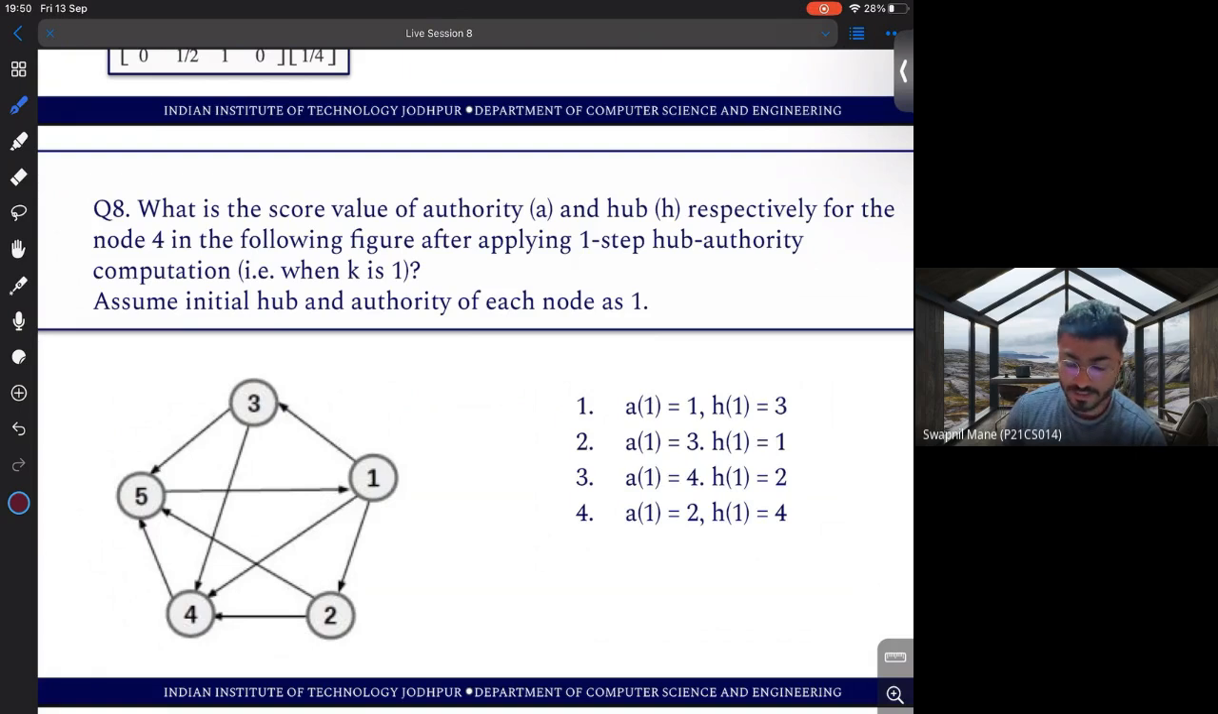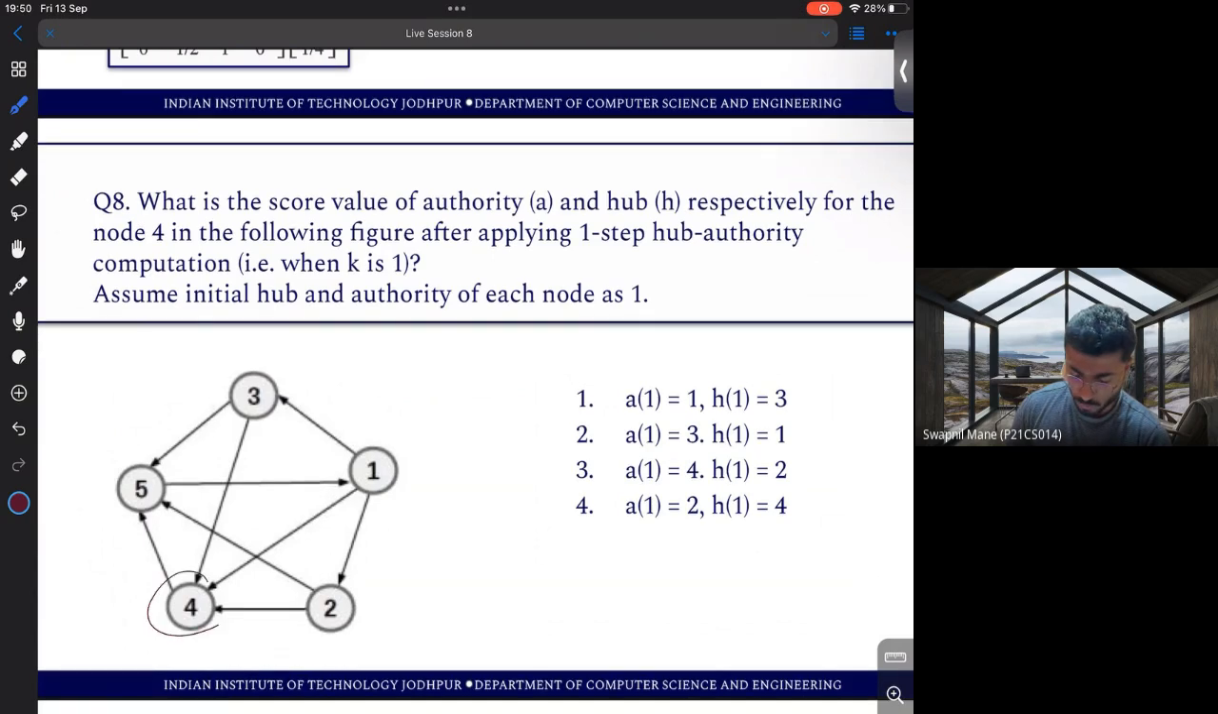So question 8 asks: what is the score value of authority A and hub H, respectively, for node 4? We have to calculate the authority score for node 4 in the following figure after applying one step of hub authority computation. So we do not need to calculate repeated updates of the authority and hub scores, only the hub score and authority score of node number 4 at the first step.